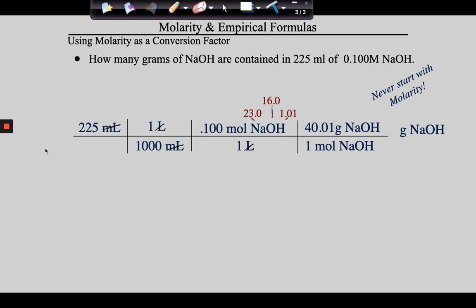Now guys, we just got to do the math. So we're going to go 225 divided by 1,000 times 0.1 times 40. And doing all of that math, I get 0.900225 grams.